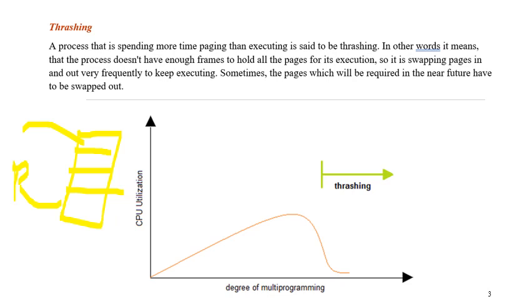If you want to handle thrashing, you can go for the working set model, and you can go with page fault frequency. These are the techniques we can use to overcome thrashing.